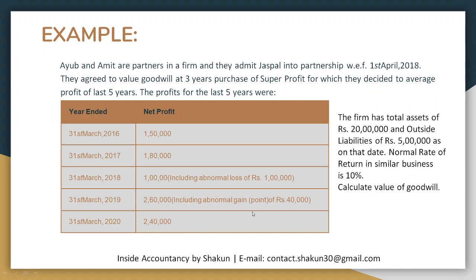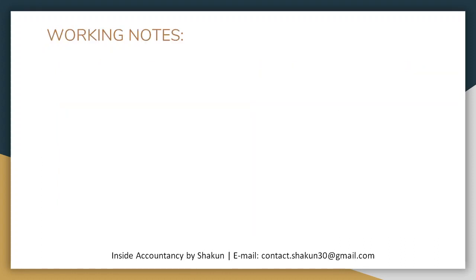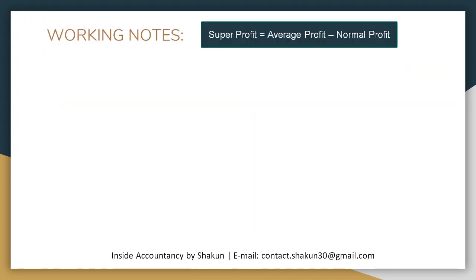So first we'll make the adjustments and calculate the normal profit, then the average profit, and then we can calculate the super profit and finally the goodwill. So let's look at the solution. First of all, we know that the super profit method is to be followed in this question, and super profit is equal to average profit minus normal profit. So we need to calculate average profit and normal profit.